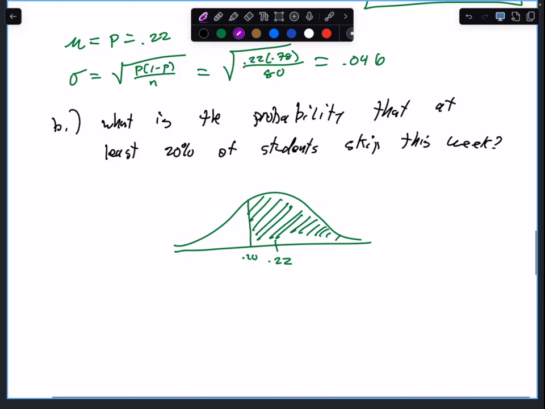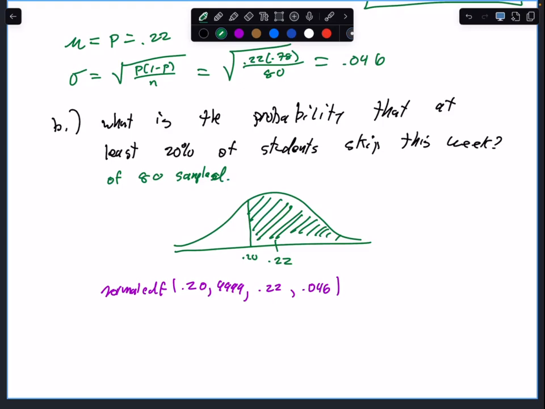To do this problem, I do a normal CDF. The lower boundary is 0.20, comma, 9999, comma, 0.22, comma, standard deviation 0.046. Sorry, I meant of 80 sampled. I forgot that one. So it's 20% of 80 samples. If I sampled 80 students, what's the chance that at least 20% of them are going to skip? That they'll say I skipped a class this week. That's the question.